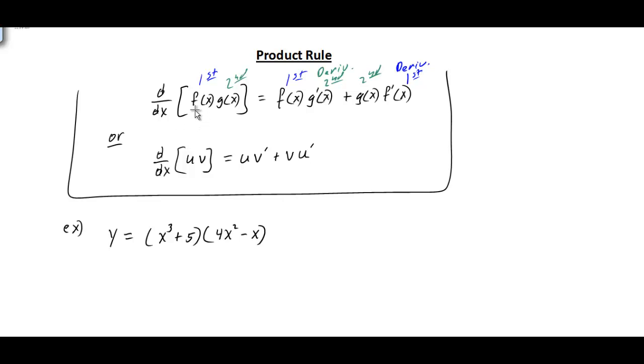Now here we use the function notation: the derivative of f of x times g of x is equal to f of x times g prime of x plus g of x times f prime of x.